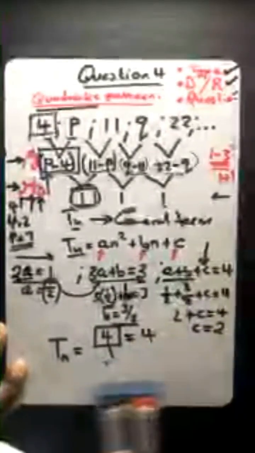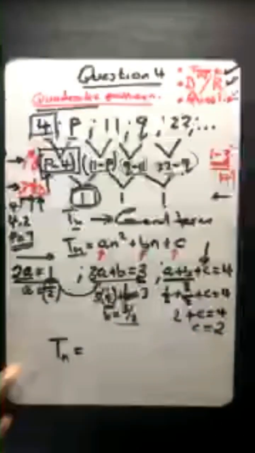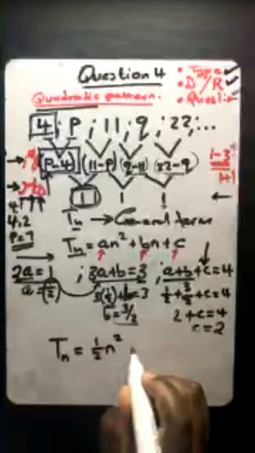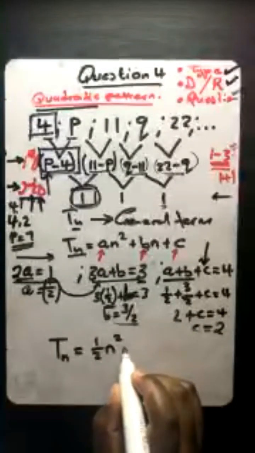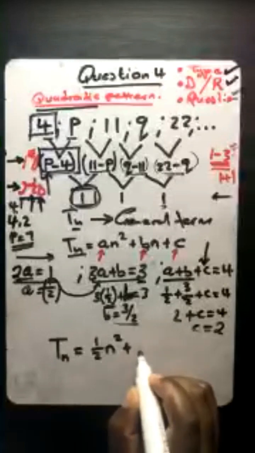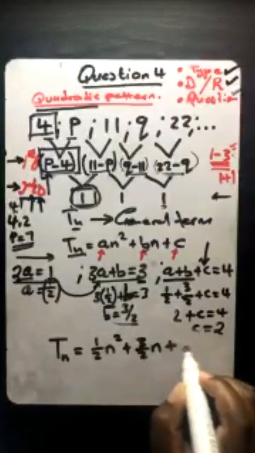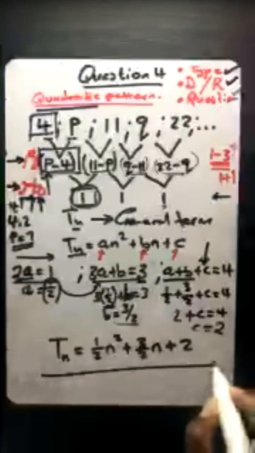So let me remove all of these while I'm waiting for Umi to confirm if she understood. So let's see. What is a? a is 1 over 2, then you're having n squared, plus, what is our b? b is 3 over 2 n. What is our c? Our c is 2. This is what the examiner wants. Makes sense, Umi?